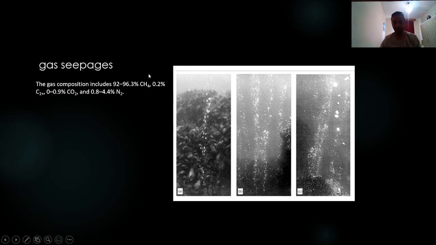As you see here, as I said, there are clues and a seep near the Bulgarian coast. This composition includes between 92 and 96.3 percent methane and 0.2% of carbon, and also a little bit of carbon dioxide and nitrogen.